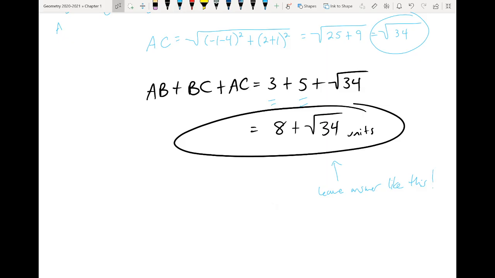Okay, I'm going to put this note here again. If you convert the radical to a decimal, you will lose credit. I'm actually asking you to do less work. It's one extra step to punch the square root of 34 into your calculator, get out a decimal approximation, and then add it to 8. That's a problem. Don't do that, please.